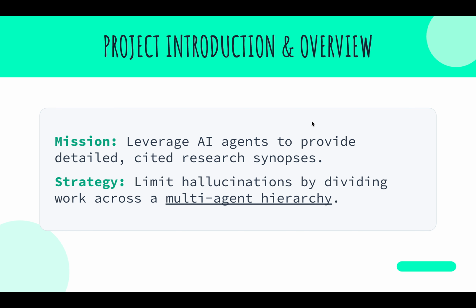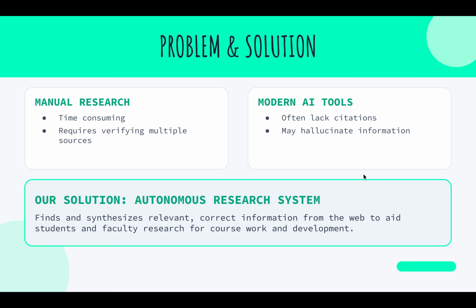I'm going to introduce our project. Our mission is to leverage AI agents to provide detailed and cited research synopsis for finding relevant information. Our strategy for accomplishing this is to limit hallucinations provided by LLM models by dividing that work across a multi-agent hierarchy. To simplify this, you have multiple agents that coordinate subtasks, work on those individual subtasks, and then all aggregate their work together for one final synopsis.